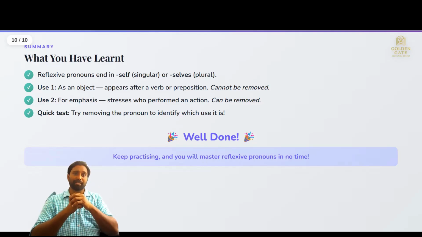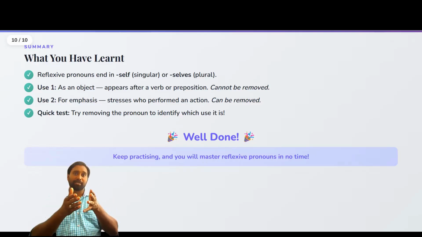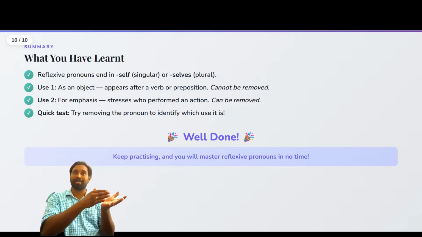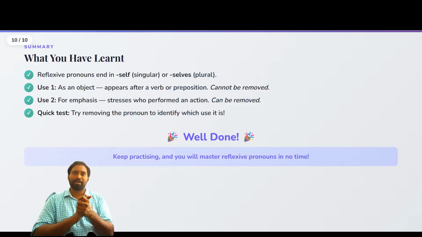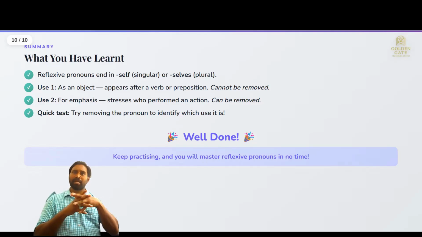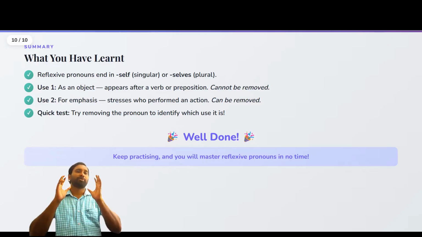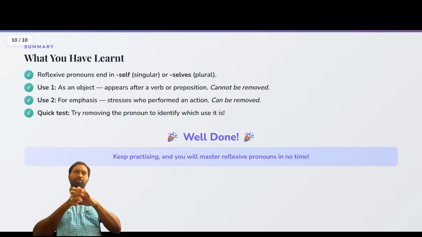The last point is the quick test. Remove the reflexive pronoun and see if the sentence breaks. That means the reflexive pronoun was there as the object. If the sentence still works, that means the reflexive pronoun was there for emphatic use. Okay, so that's it, children. So now you have mastered reflexive pronouns.